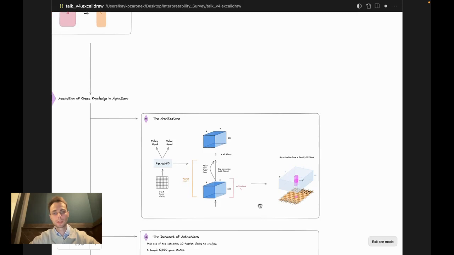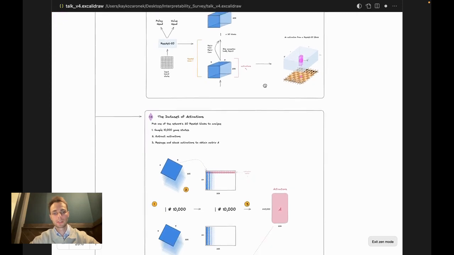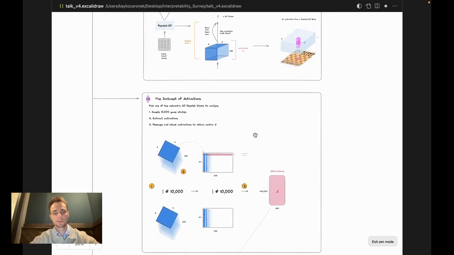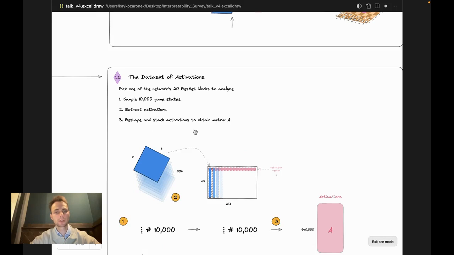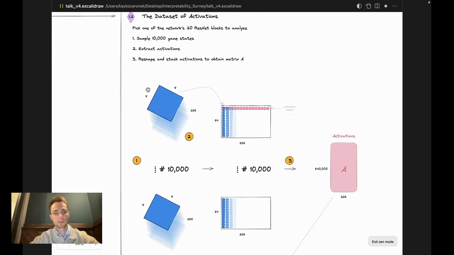We have looked at the architecture now. Let's have a look at the data set of activations. The way we construct the activation matrix is simple. We pick one of the network's 20 ResNet blocks to analyze. After that, we sample 1,000 game states at random. We extract the activations from our block after feeding in the game states, and then we reshape and stack activations to obtain the matrix. Now, you can see this in action here.